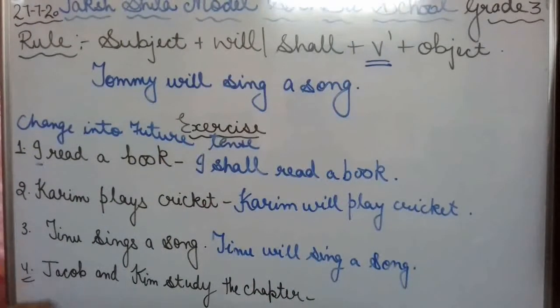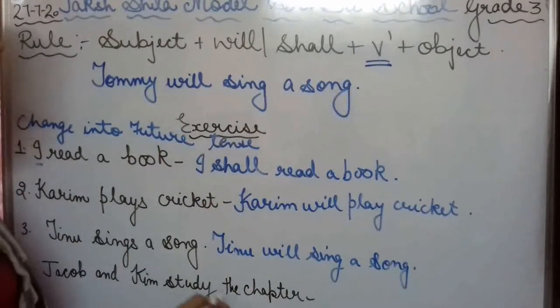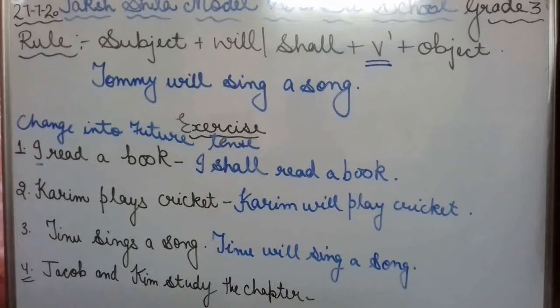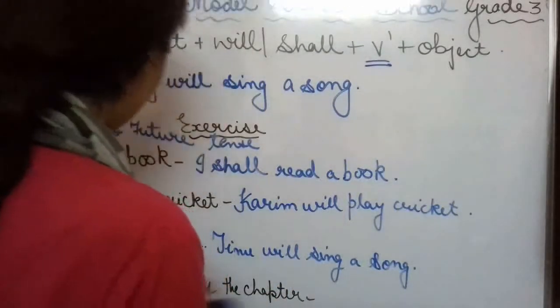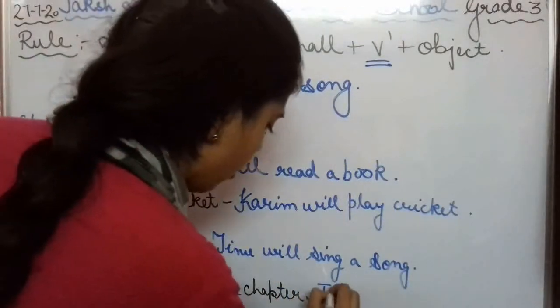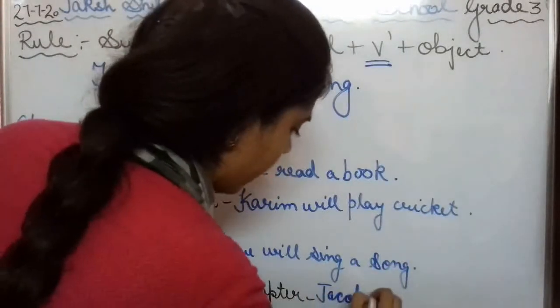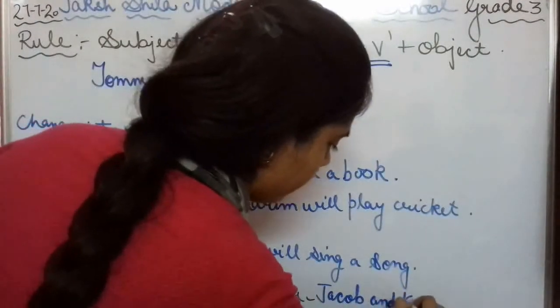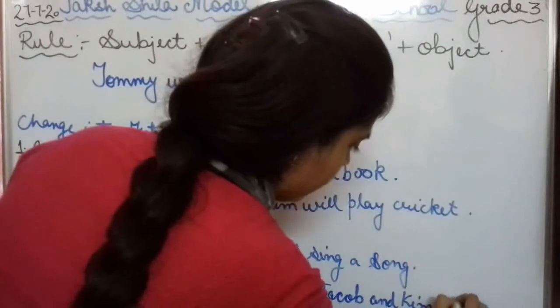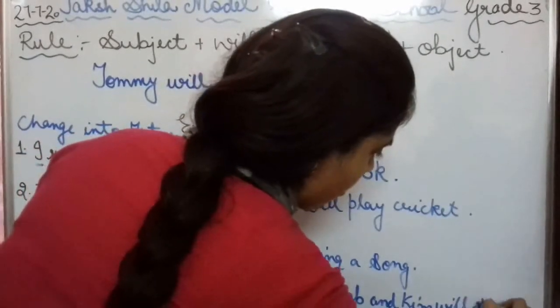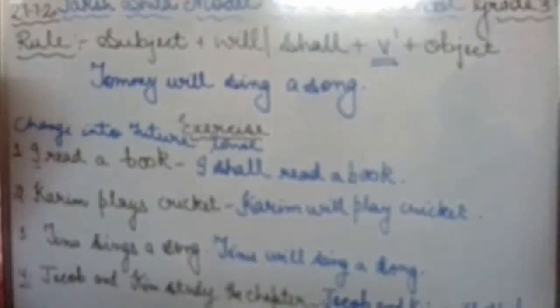Right? And the last is Jacob and Kim study together. So here two subjects are given to you, Jacob and Kim. Right? So what are we going to do? Same, will. Jacob and Kim will study together. Right?